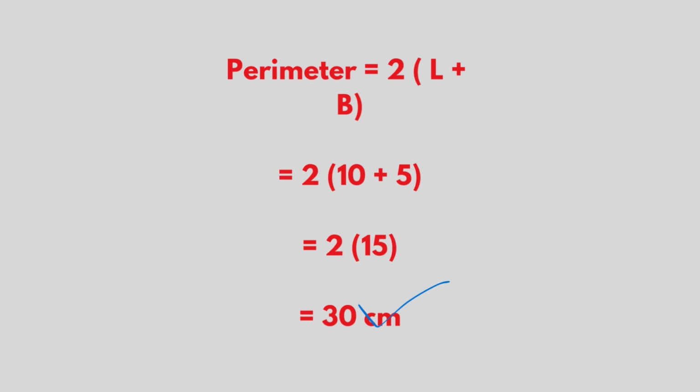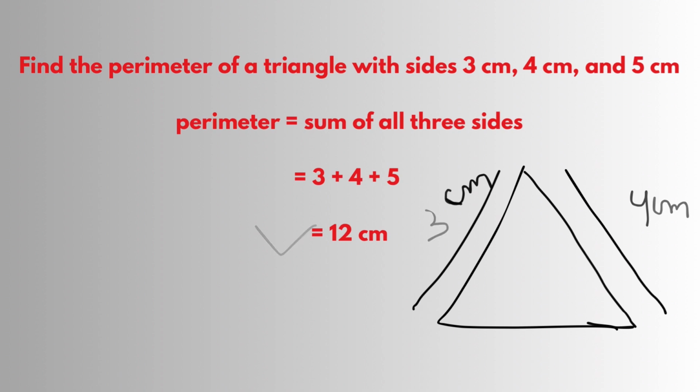Now we have to find out the perimeter of a triangle with the sides given as 3 centimeters, 4 centimeters and 5 centimeters. What is the perimeter of a triangle? The perimeter of a triangle is the sum of all the 3 sides. All the 3 sides are given here. 3 plus 4 plus 5, we will add all 3, gives us 12 centimeters, the perimeter of this triangle.